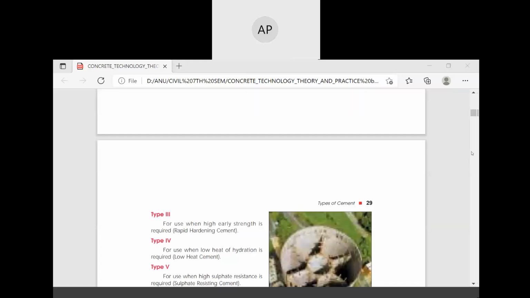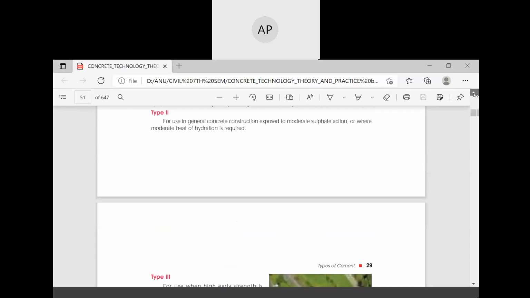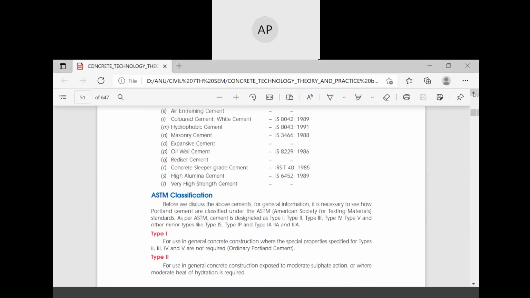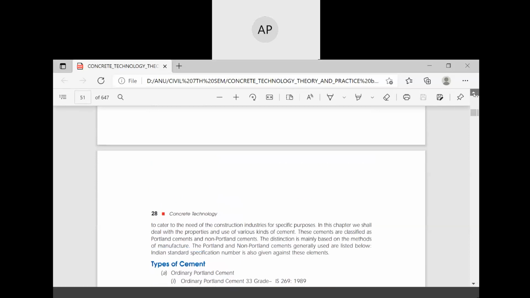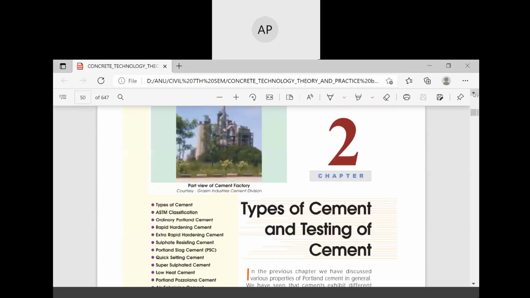Okay, in last class, what did we study? Last class क्या पढ़ा था हम लोगों ने? Manufacture of cement, dry process, wet process, isn't it?